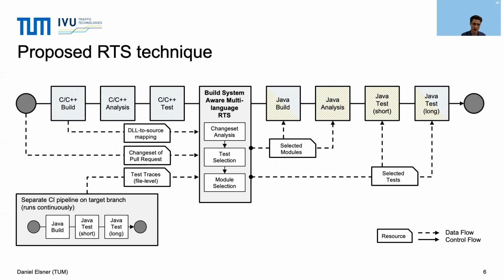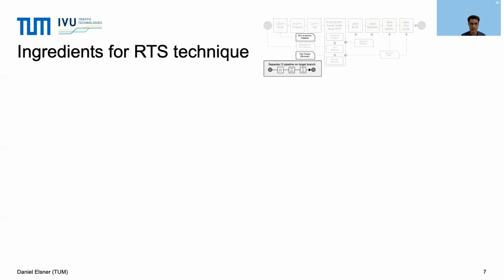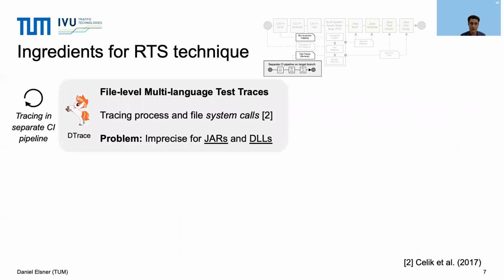As an input, we have 3 sources of inputs here, and I'm going to explain in detail now what these inputs are. The first ingredient for the RTS technique is file-level multi-language test traces. So what is a test trace? A test trace, in our case, is the information, the set of accessed files during the execution of a test case.